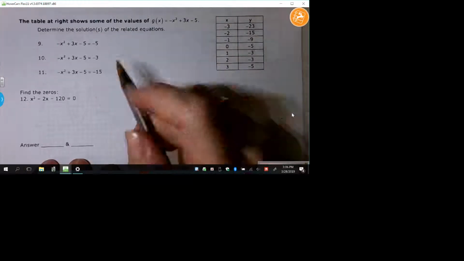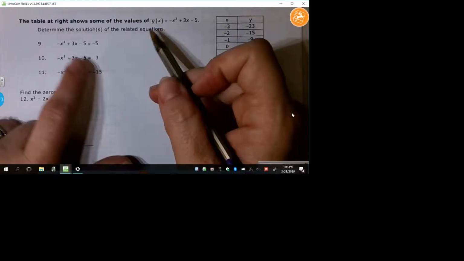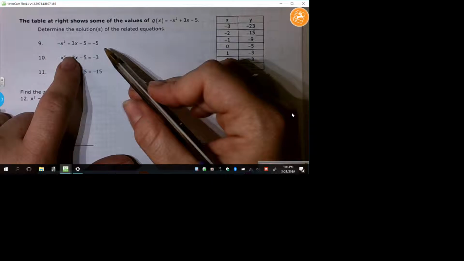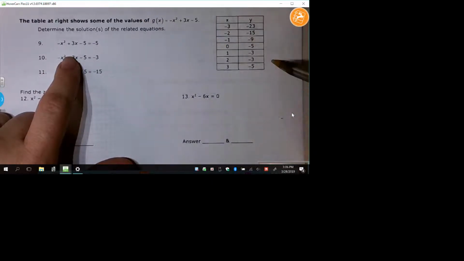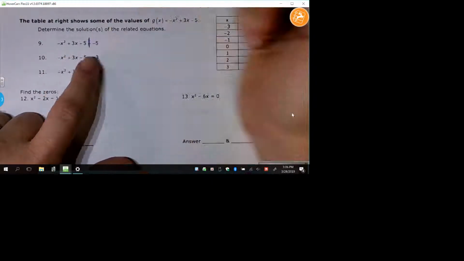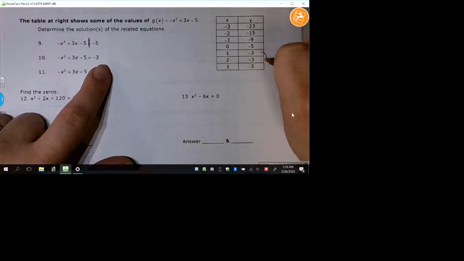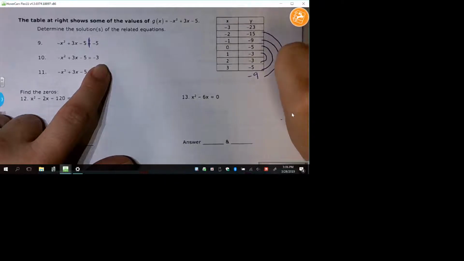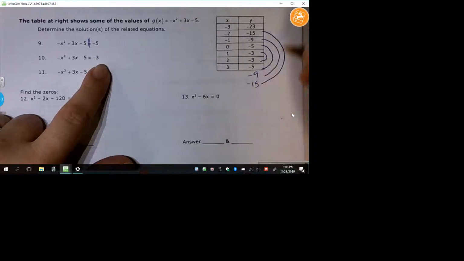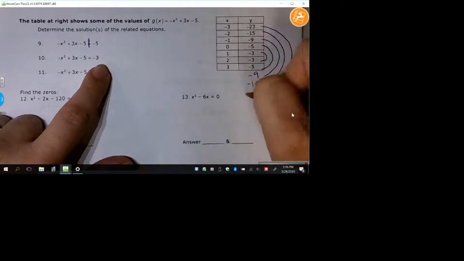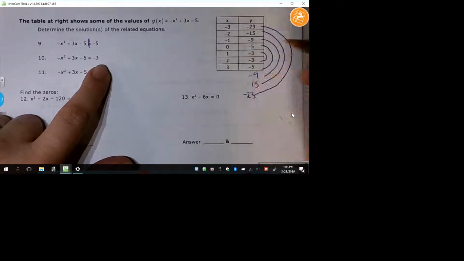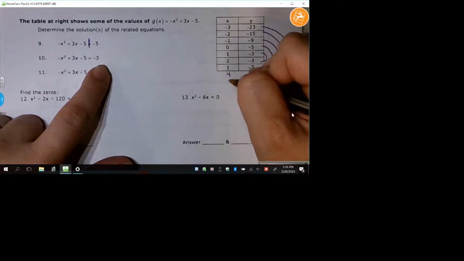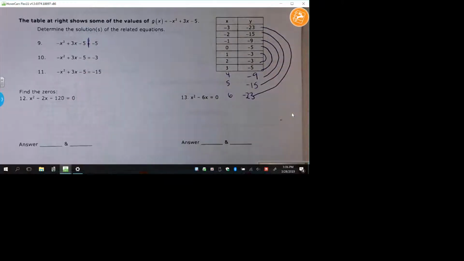Here, the table at the right shows these values of this equation. Determine the solutions of the related equations. So same concept as the last one, except I give you a table this time. But again, you have to know your rainbow. Negative 5, negative 9, so negative 9 would come next. Then 15, so negative 15 would come next. 23, so negative 23 would come next. And then 1, 2, 3, 4, 5, 6. So we finished our table.